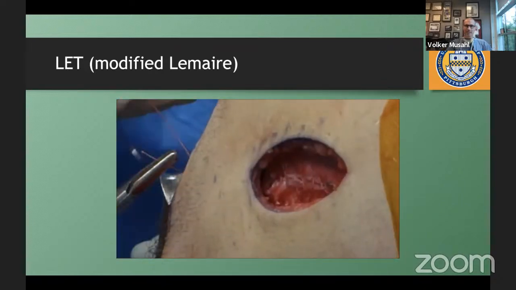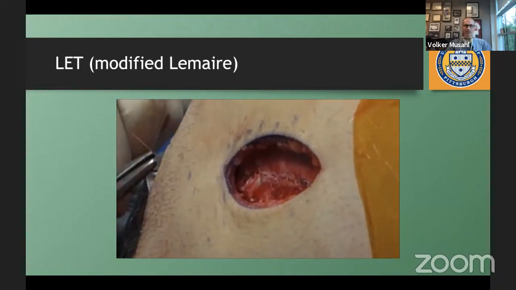I do close the IT band. In some patients, it may get a little bit tight. Early on, for the first 3 months, these patients will have slightly increased pain and slightly weaker quadriceps, but that will even out over time.